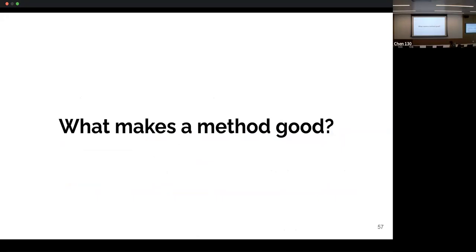All right, so what makes a method good? We decided on a method, and we want to see what sort of moving part in the system actually contributes most to our performance.